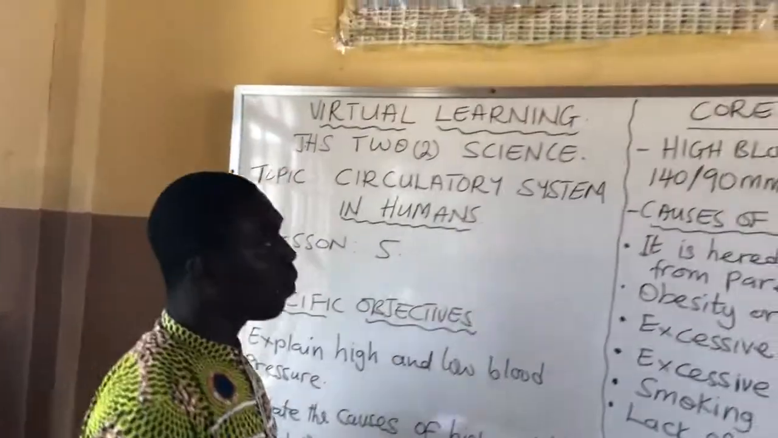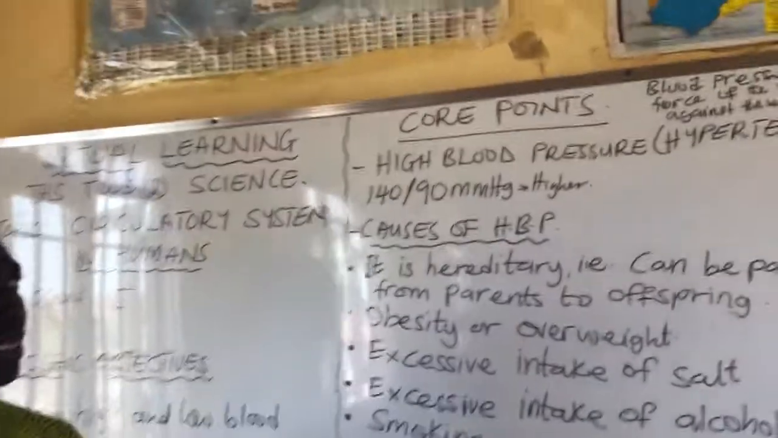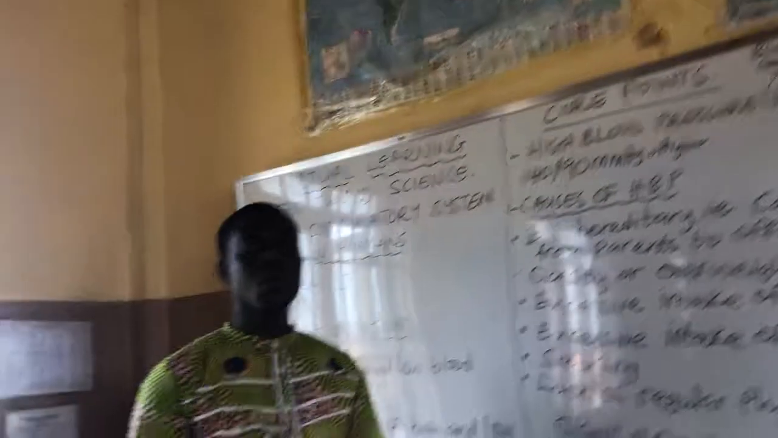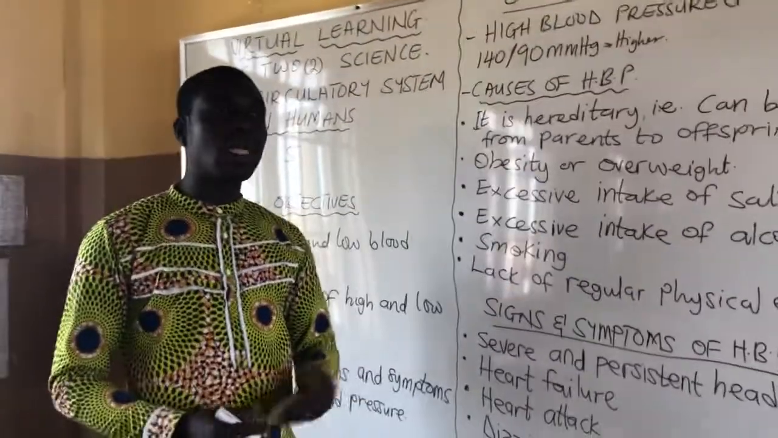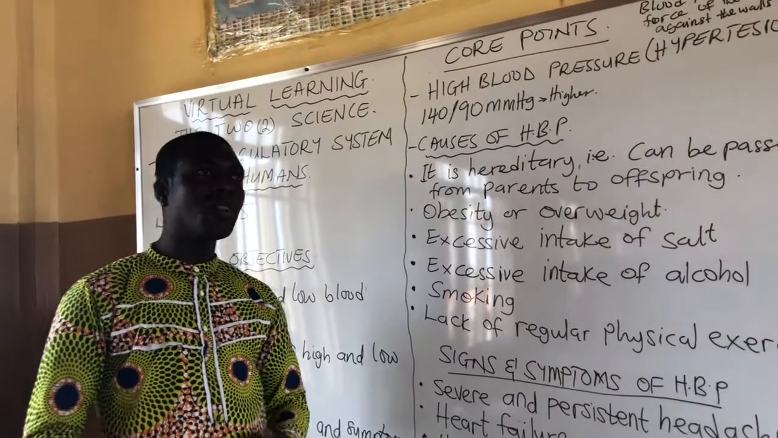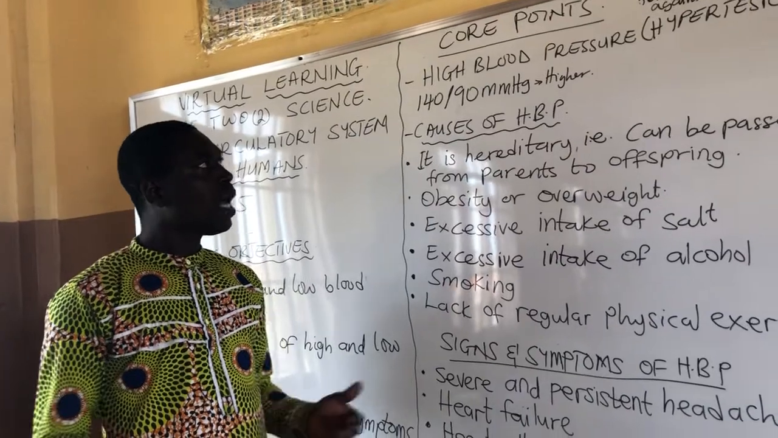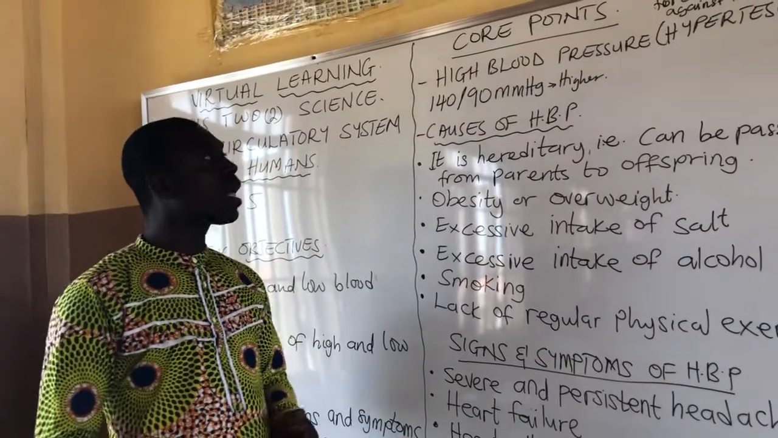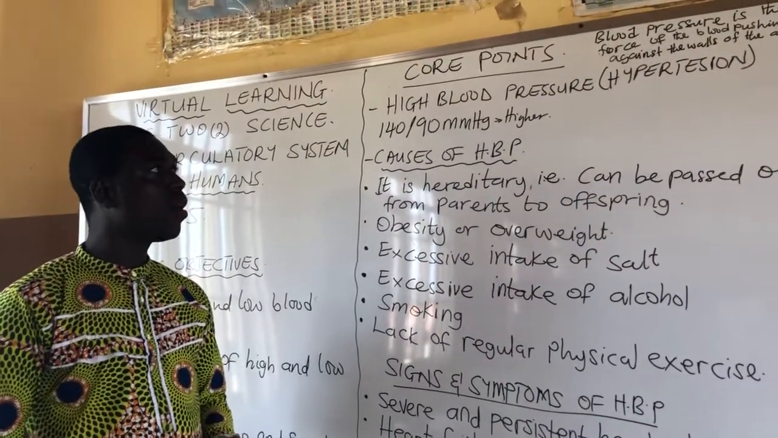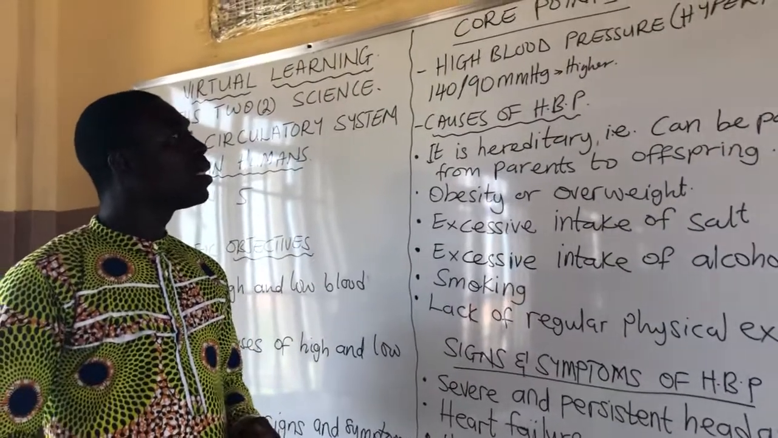Now we know blood pressure is the force of the blood pushing against the walls of the arteries. The arteries, you already know, they are the pipes or the tubes in which blood flows. We have the arteries and the veins as well. Now, under what condition can we consider the blood to be high or to flow in a high pressure?